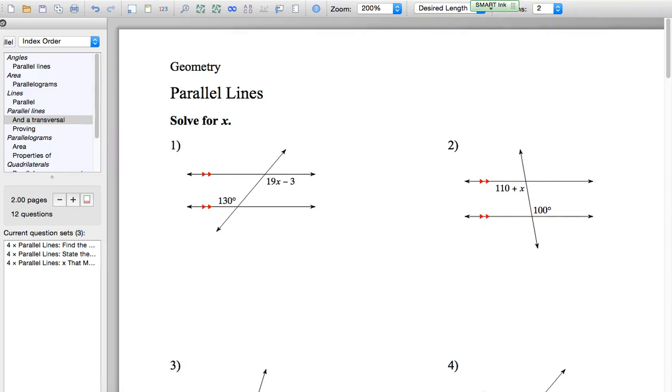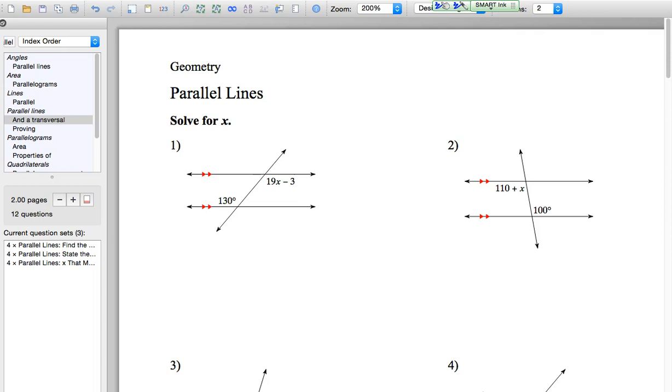All right, so this first problem right here, we've got two parallel lines and a transversal going through them. So let's look at the angles right here and identify the relationship or solve for x. This one says solve for x. Some of them just want us to find the relationship.